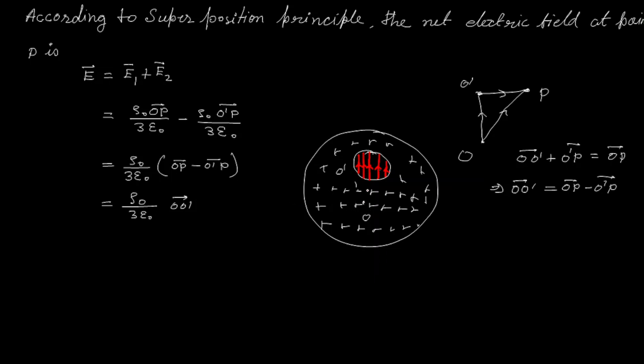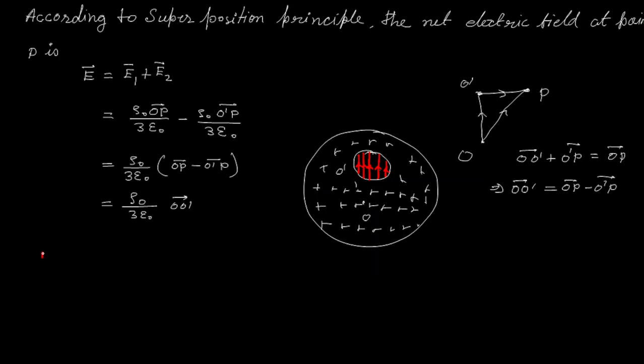The direction will be along the line joining the center of the sphere and the center of the cavity. And the magnitude will be rho naught divided by 3 epsilon naught times the distance between the centers. If I write the distance between the center of the cavity and the center of the sphere as d, the electric field will be rho naught d divided by 3 epsilon naught. That will be the magnitude, and the direction will be along O dash.